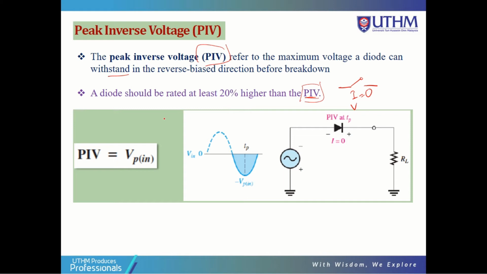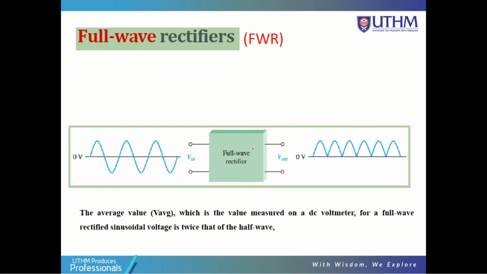Okay. So untuk half wave rectifier, PIV dia sama dengan V peak input. You just guna je lah formula ni. PIV untuk half wave rectifier adalah sama dengan V peak input. Okay. Okay, ni untuk full wave pula.